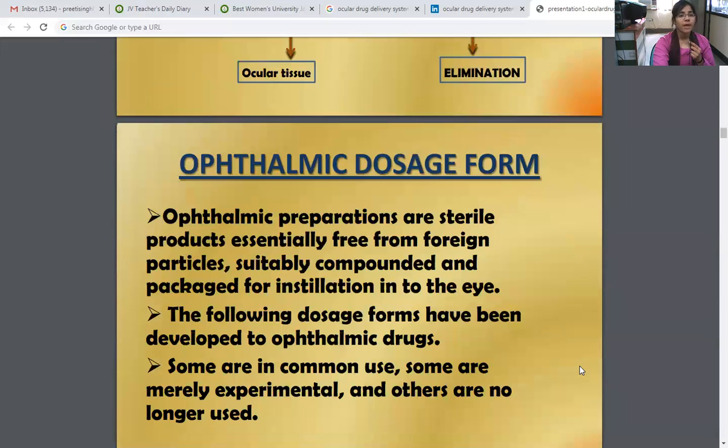Now we come to the ophthalmic dosage form. Ophthalmic preparations are sterile products, essentially free from foreign particles, suitably compounded and packaged for instillation into the eye. The following dosage forms have been developed for ophthalmic drugs. Some are in common use, some are merely experimental and others are no longer used.